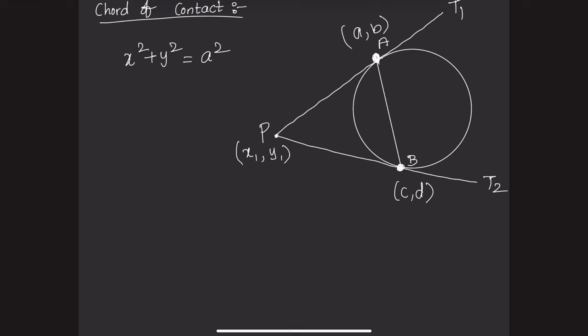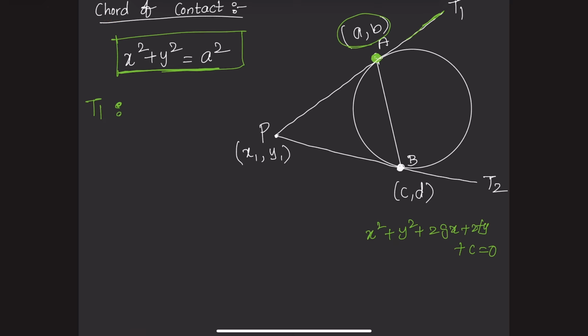So let's do it. Let us do it first for the circle x² + y² = a², and then we will generalize it for the general circle x² + y² + 2gx + 2fy + c = 0. So first we will do it for this particular circle. Now the equation of tangent T1 can be written as follows. This is a point (a, b) on the circle. The equation of the tangent at a point on a circle we have derived in episode 2. If you don't know how to write this equation, do check it out.